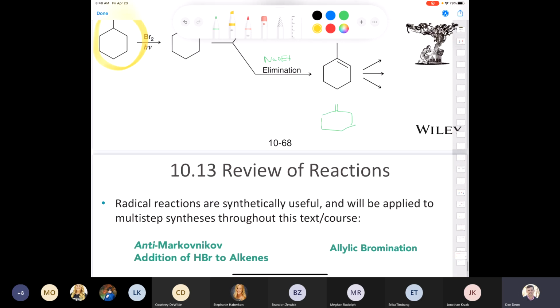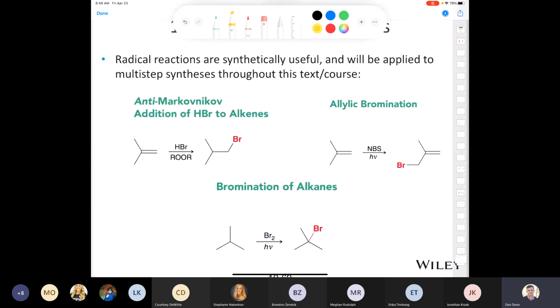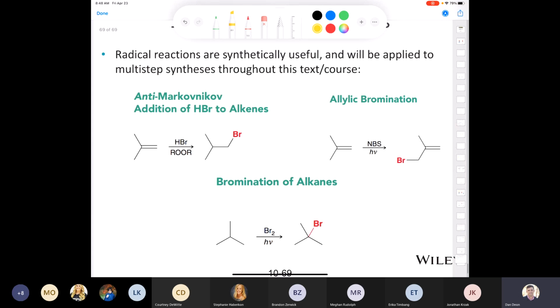Anyhow, I digress. Where was I? So here's the review of the reactions. Good news, you guys: you only learned 3 new reactions in this chapter, and one of them isn't new. The only thing you learned here was the mechanism for anti-Markovnikov addition of HBr across a pi bond, using peroxides. We talked about allylic bromination, wherein you use NBS and light. And last is the bromination of an alkane, which is much more selective than chlorination. Chlorination is also a reaction you learned in this chapter, but it's not used nearly as much as bromination.